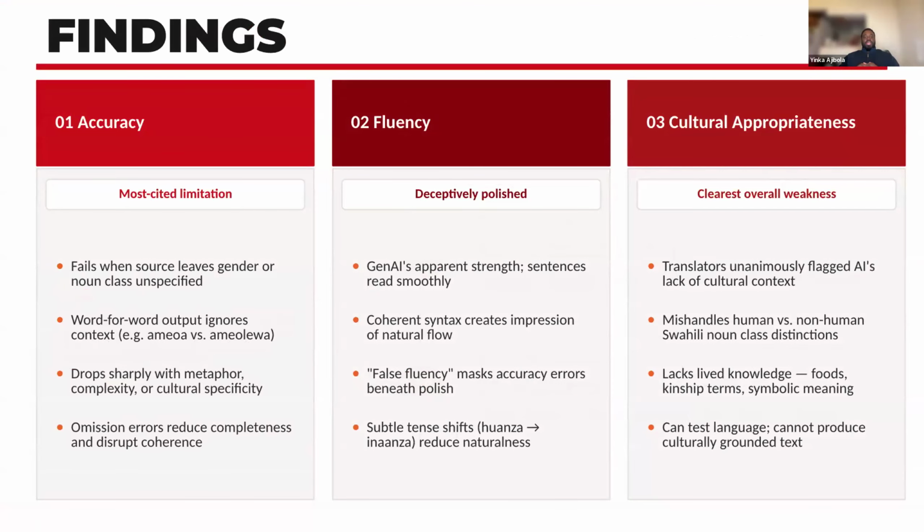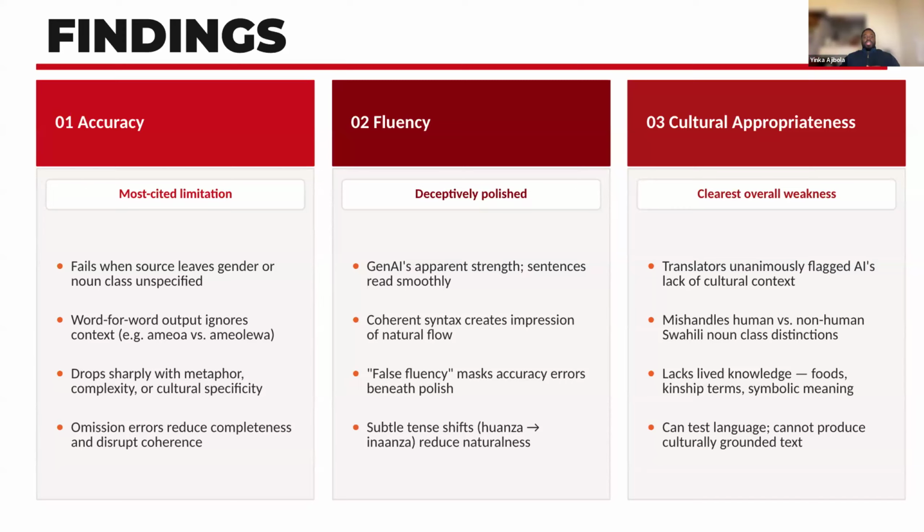So to talk a little bit about the findings here, across the three areas the findings point in a similar direction. By this I mean that generative AI still struggles with Swahili translation in very important ways. The first aspect I would like to talk about is accuracy. Accuracy was actually the biggest concern for translators. ChatGPT, in this case, can translate words, but it does not always understand the meaning behind them.